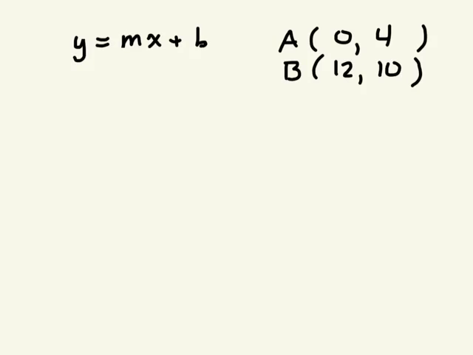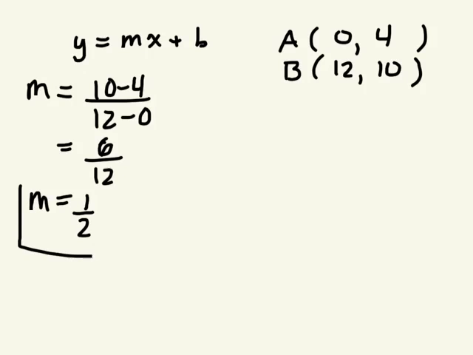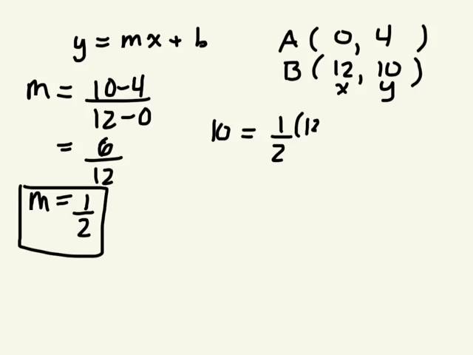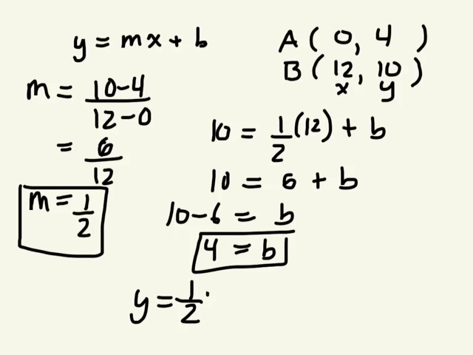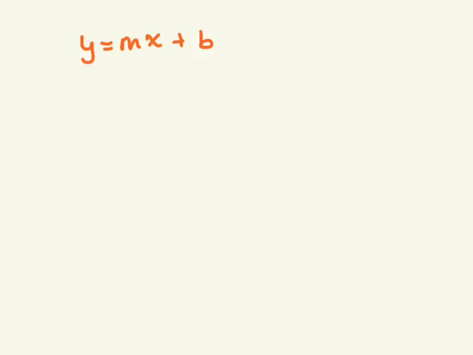Find the equation of the black line. Find the slope, find the y-intercept, and then find the equation. Okay, so the slope of the black line is 1/2. Do you want to use coordinate A or B to find the y-intercept? B? Okay. x, y, y equals 1/2 times x plus b. 10 equals 12 divided by 2. 10 take away 6, b equals 4. So the equation of the black line is y equals what? 1/2x plus 4.